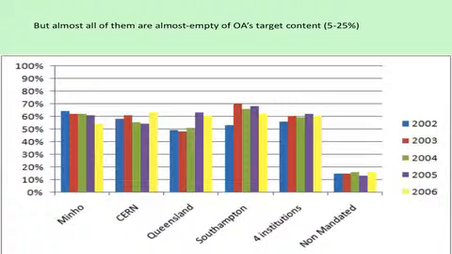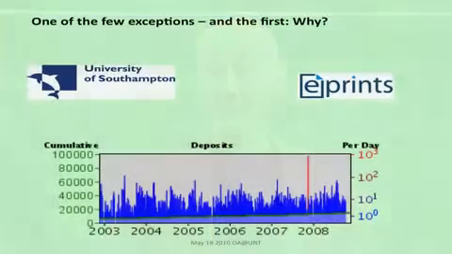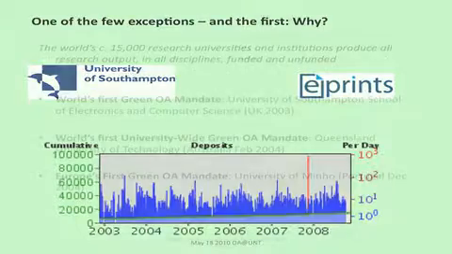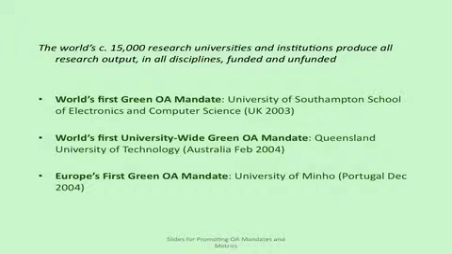The mandated ones, in this earlier study, are the Southampton mandate, the CERN mandate, and the Minho mandate, and this is the deposit rate for unmandated repositories. Sorry, what have I done here? Yes, this is the growth rate of the Southampton repository, the one that got those anomalous results for web links. The first repository mandate was Southampton. The first university-wide mandate, I have to concede, was Queensland University of Technology in Australia, and Europe's first university-wide one was Minho in Portugal.